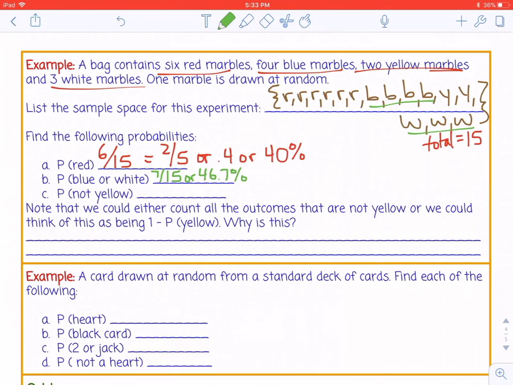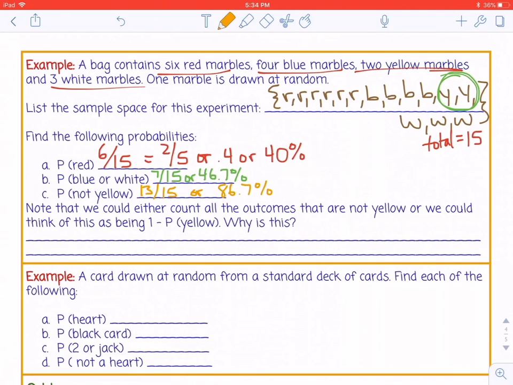The probability of not yellow. So think about not yellow. There's a lot of things that are not yellow, but if you take out these 2 that are yellow, then we could easily tell that there are 13 that are not yellow. So 13 out of 15 would be not yellow, which is 86.67%.